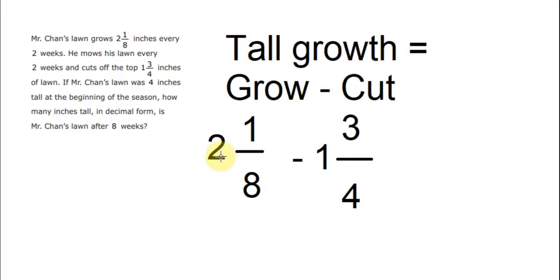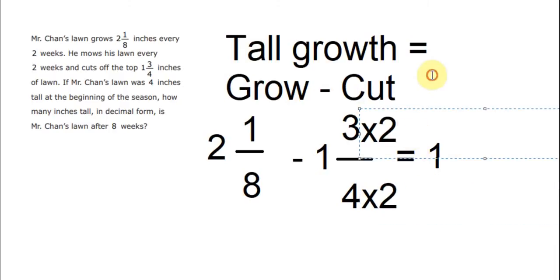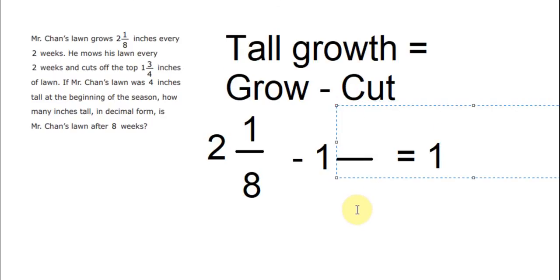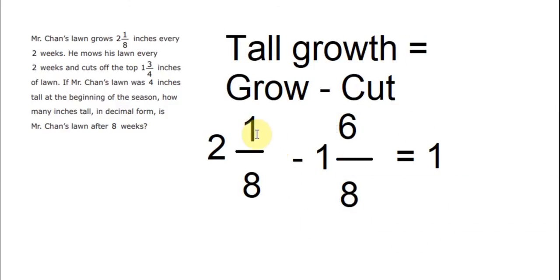Now we can use the whole number 2 minus the whole number 1, so we get 1 here. Then we have 1/8 and 3/4. In this situation we have 8 in the denominator, so we multiply 3/4 by 2 in the numerator and denominator, and we get 6/8. Then 1 minus 6 gives us minus 5.